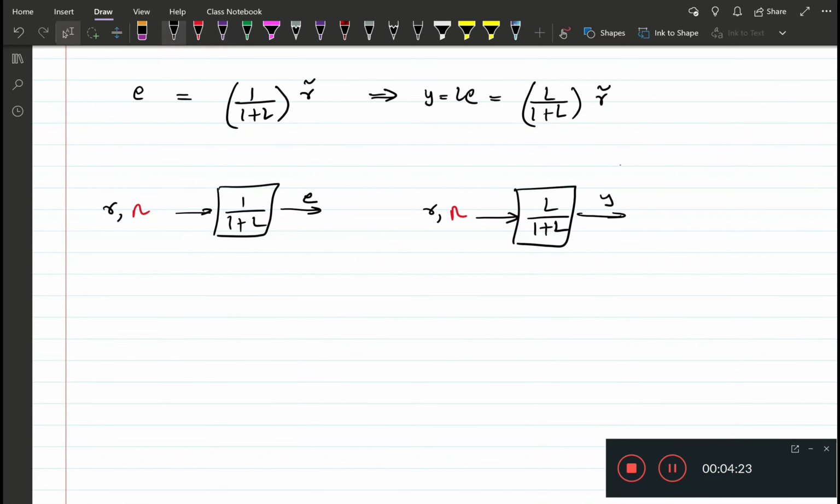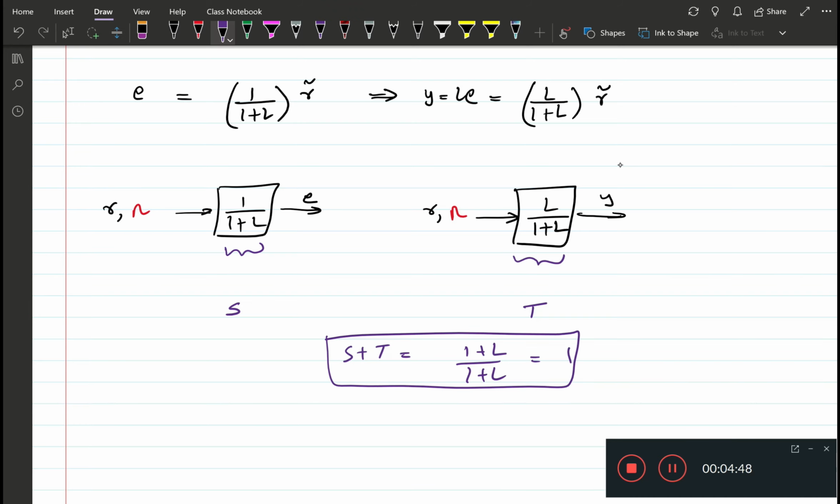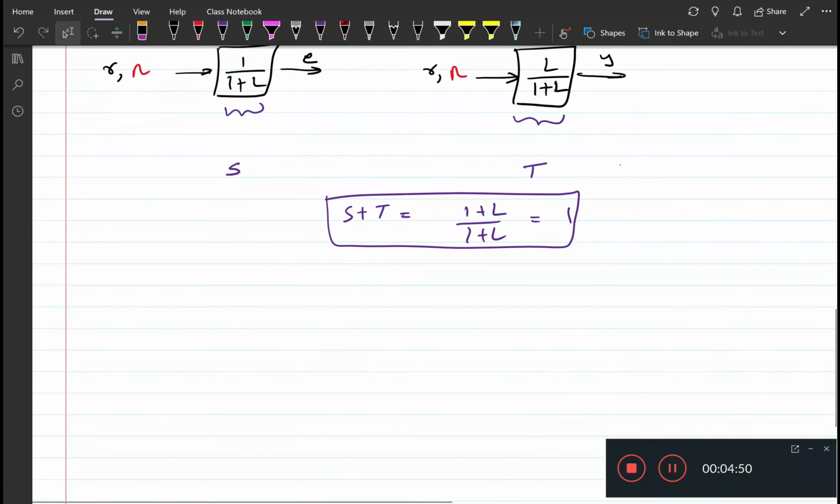So we call this guy 1 over 1 plus L the sensitivity transfer function, and we denote this by S, and we call this guy the complementary sensitivity, and we denote this by T. And we can clearly see then that S plus T is (1 plus L) over (1 plus L), which is 1. So that's the key relationship between sensitivity and complementary sensitivity, and that also explains the name.